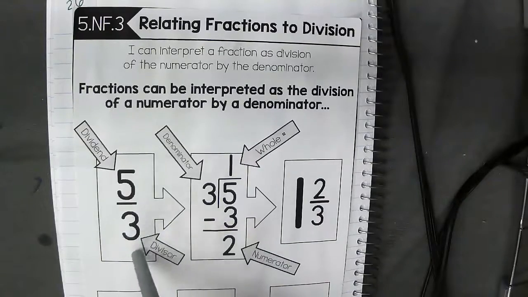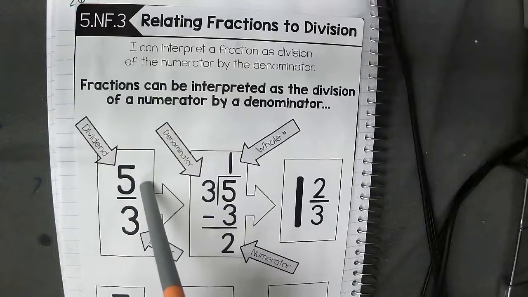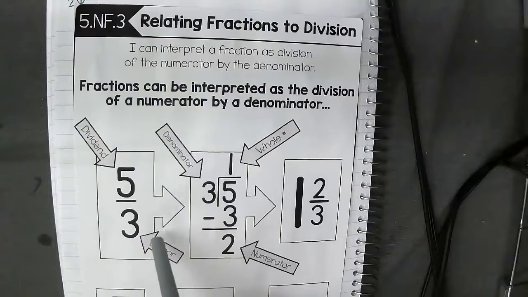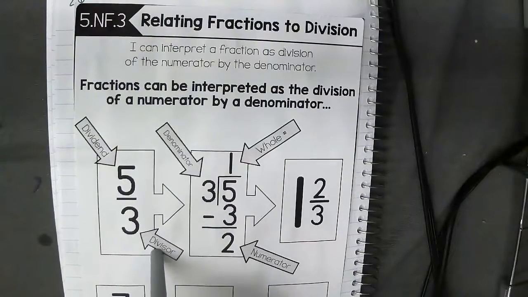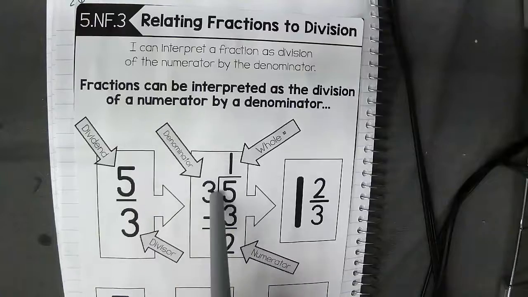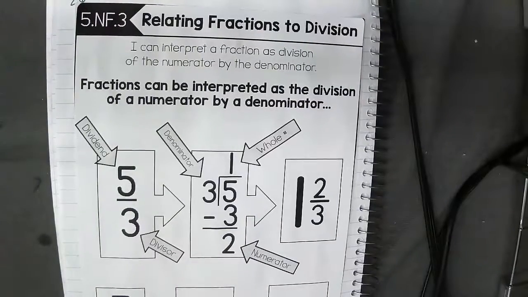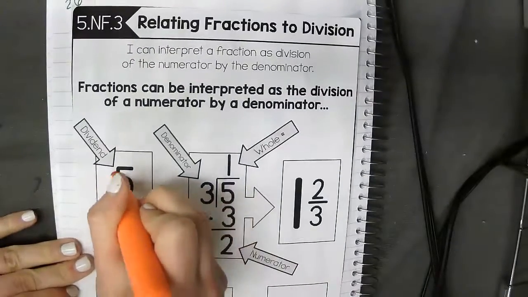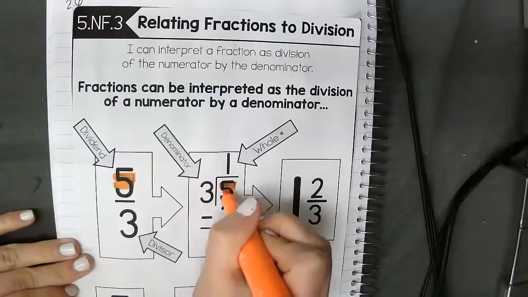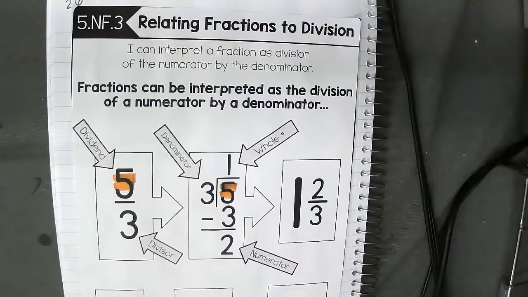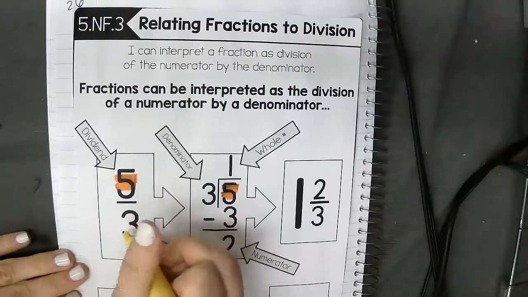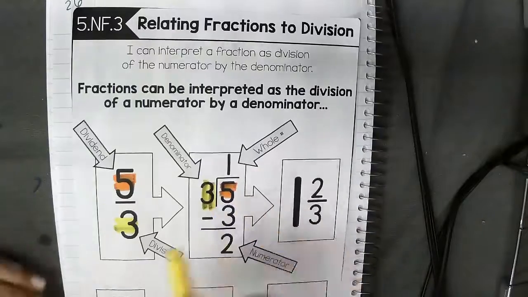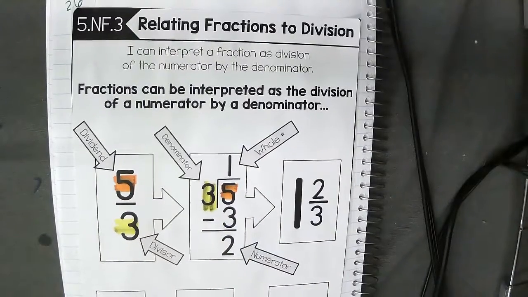So when we look at our fraction, our numerator is going to turn into the dividend, or the number we're dividing into. Our denominator will be our divisor, or the number that we are dividing into our dividend. So as we can see, our numerator, which is a 5 right here, has become our dividend in our division problem. On the other hand, our denominator, which is a 3, has become the divisor of our division problem.